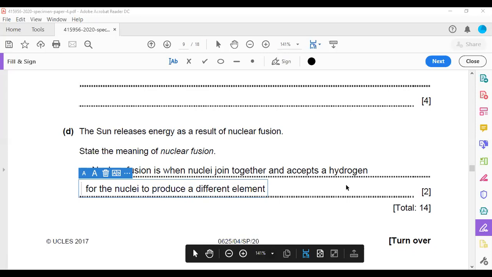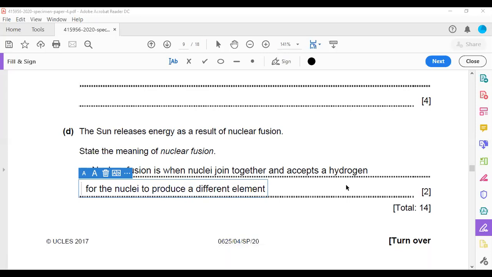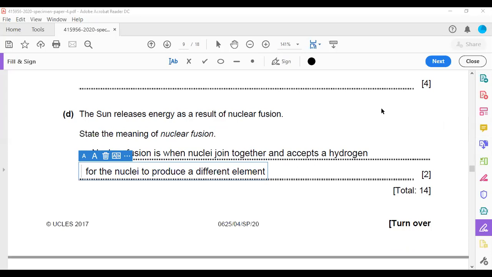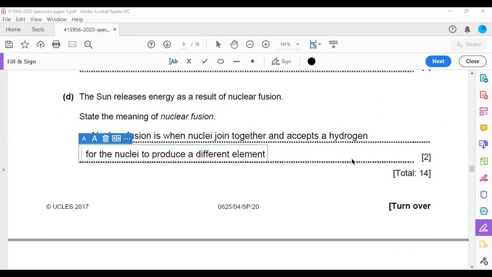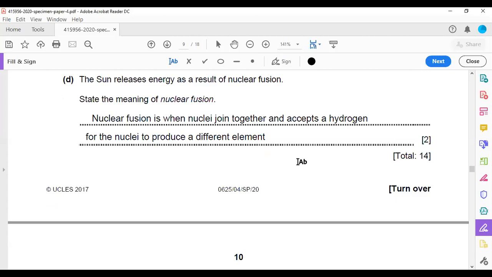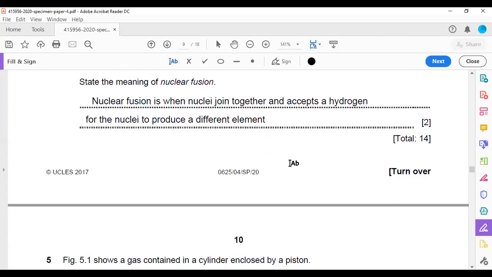Remember we did alpha decay, and so it's similar. Nuclear fusion is basically when two nuclei join together to produce a different element. Similar to that. So that's nuclear fusion. So everybody okay with that part so far?